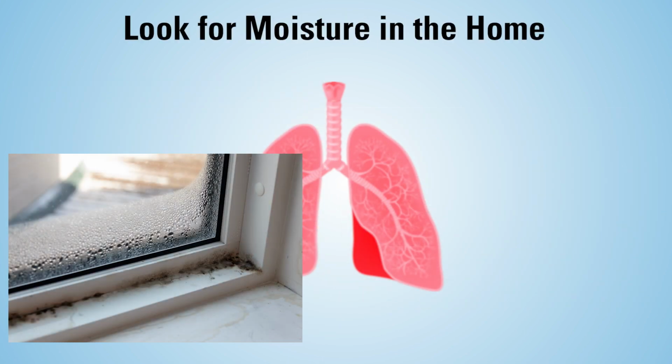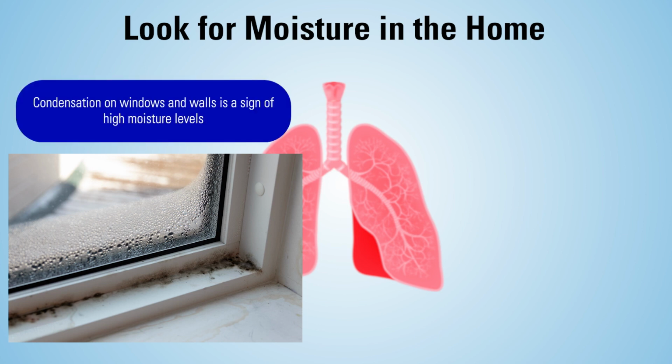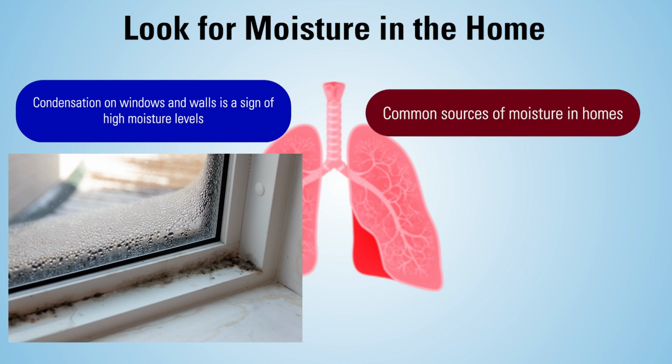It's important to look for moisture in the home because mold needs water in order to grow. Condensation on windows and walls is a sign of high moisture levels. Common sources of moisture in homes include plumbing leaks, such as under the kitchen sink or in a bathroom. If the wallboard is mildly damaged with water, it is best to replace it. Here are some other common places to find mold.